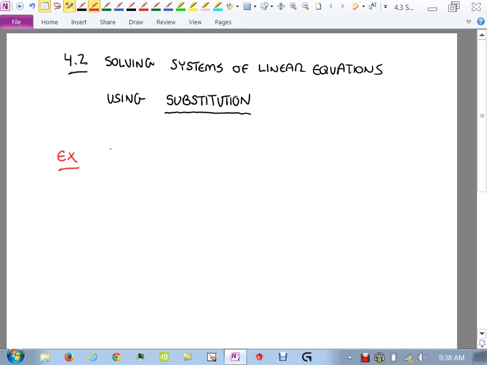Example, we have a system. Remember, if you have a system, you put that little brace there. And let's do 2x plus 3y equals -2. And then the other one, y equals x plus 1.